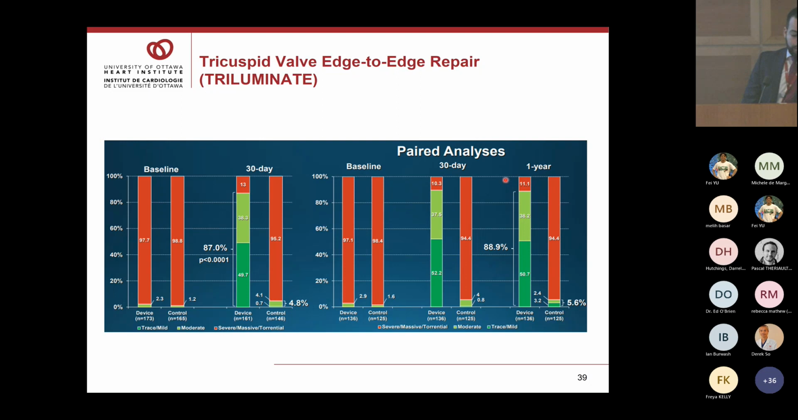So unsurprisingly, intervening on the tricuspid valve with edge-to-edge repair reduced your tricuspid regurgitation. So at baseline, in the control arm, only 4.8% of patients had two plus or less TR, or moderate or less TR, versus in the intervention arm, 87% of patients achieved a reduction in their tricuspid regurgitation to two plus or less.